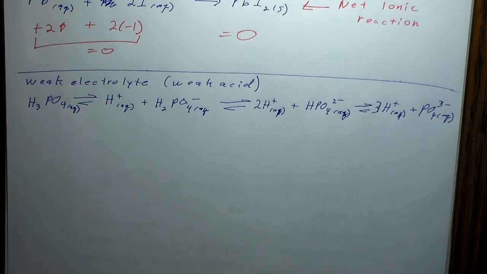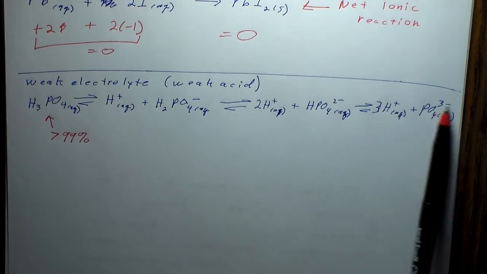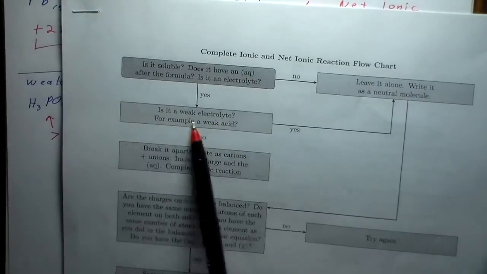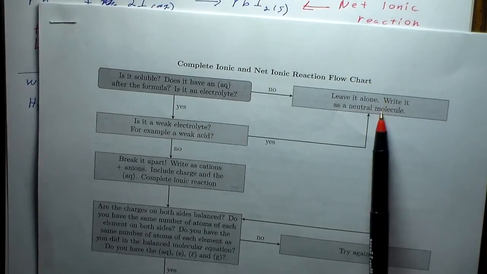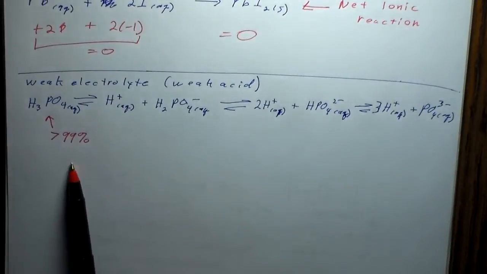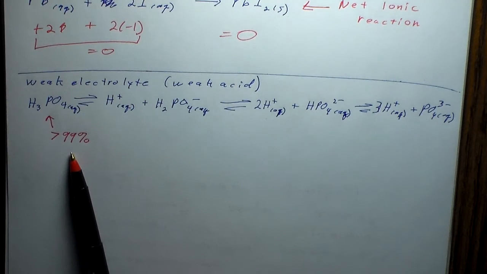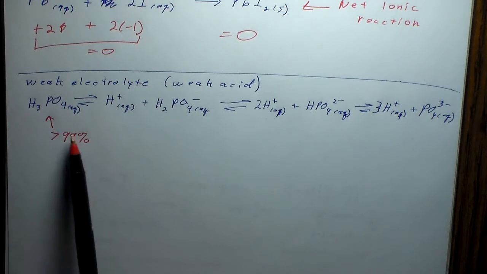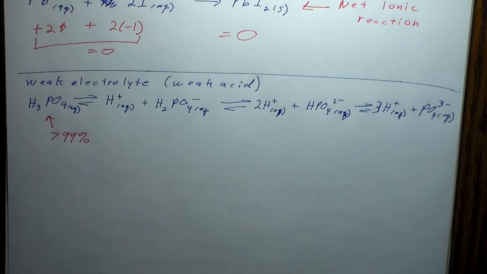Now, when it's doing this, the thing is, for these weak electrolytes, more than 99% is going to be in this form. All the rest of these anions right here is going to be less than 1%. And that's why, when we're dealing with these weak electrolytes, it says over here that if it is a weak electrolyte, we just leave it alone and write it as a neutral molecule, because 99% of the time, that's going to be true. So this is why for the weak acids that we're going to be dealing with, we just write them as the molecule, because 99% of the time, that's the form that they are actually in.